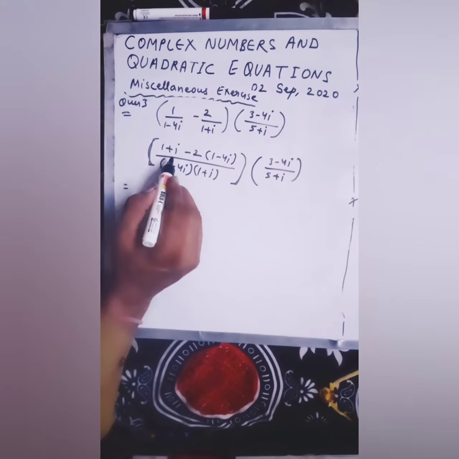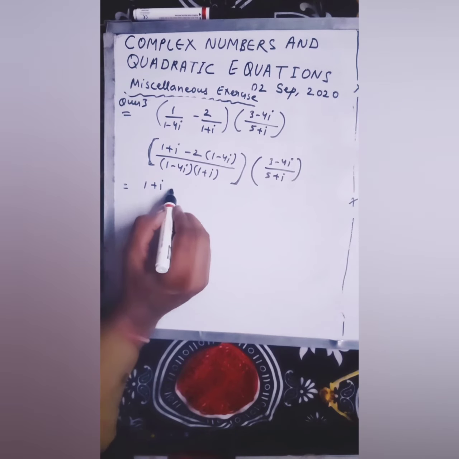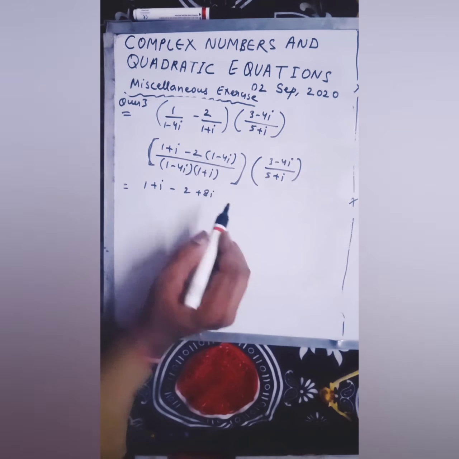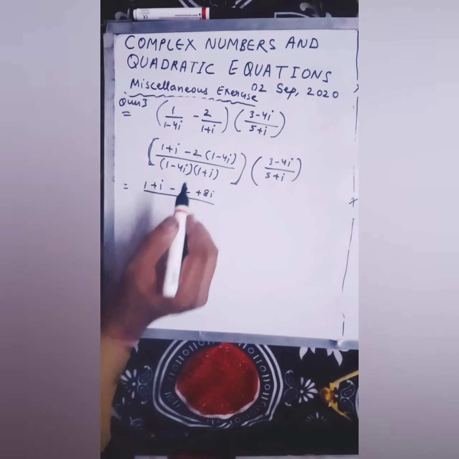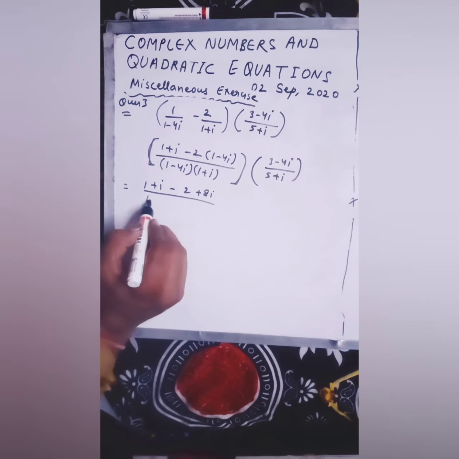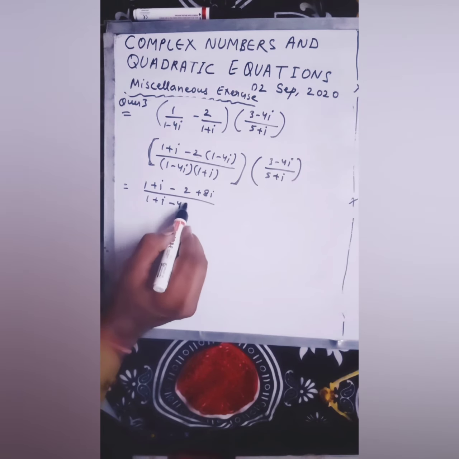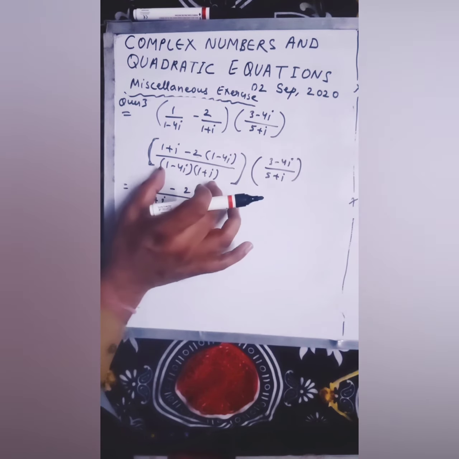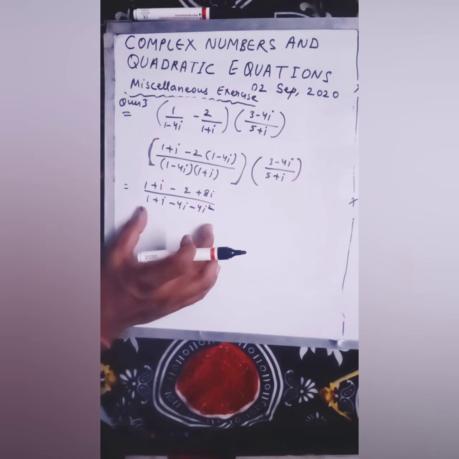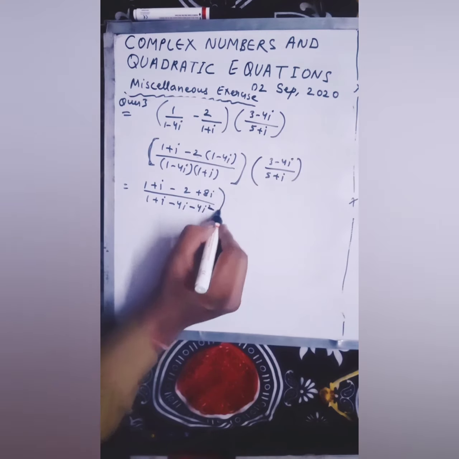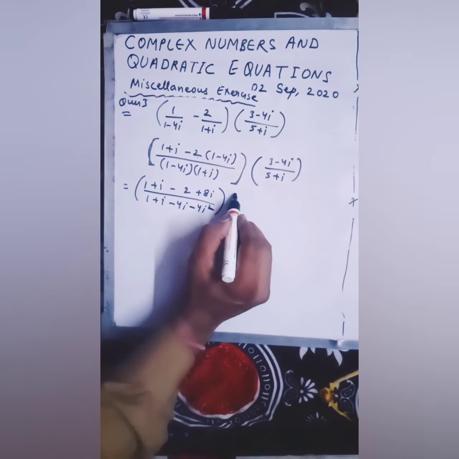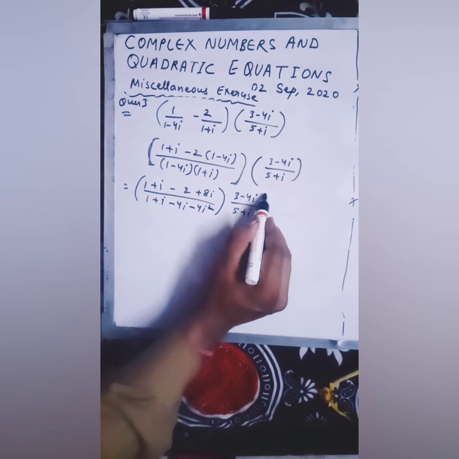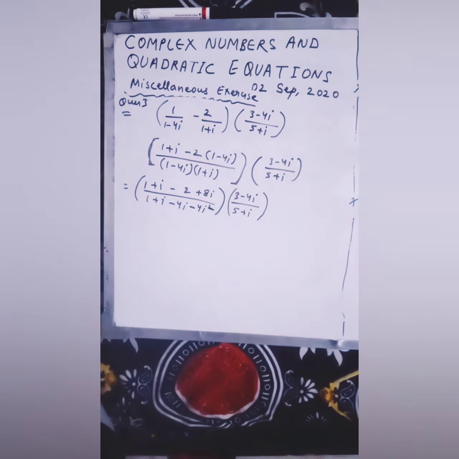Okay, now 1 plus iota minus 2 plus 8 iota. I am inserting this 2 into this bracket. Over, multiply in the denominator: 1 into 1 is 1, plus iota minus 4 iota minus 4 iota square. Simply I am multiplying this, or you can multiply this. So you will get this equation. And similarly 3 minus 4 iota over 5 plus iota, it's the same term you have to copy here.